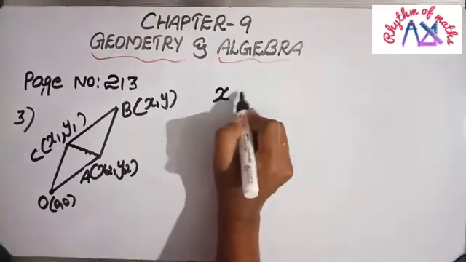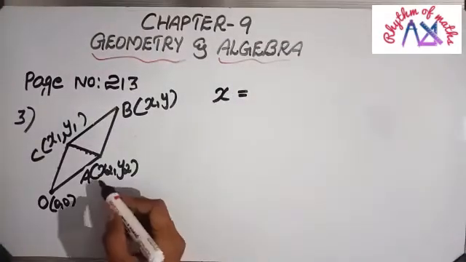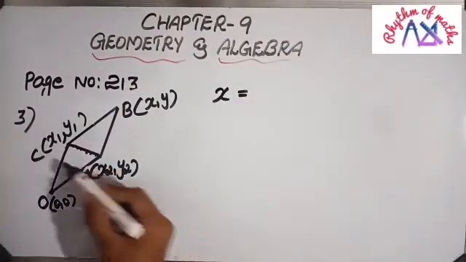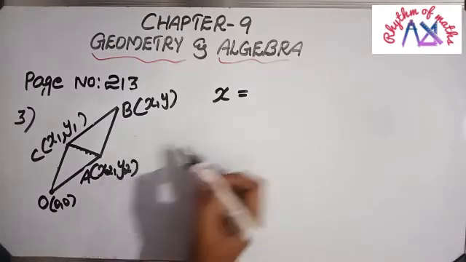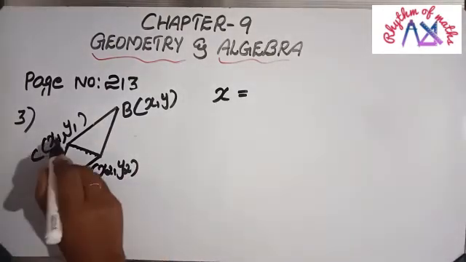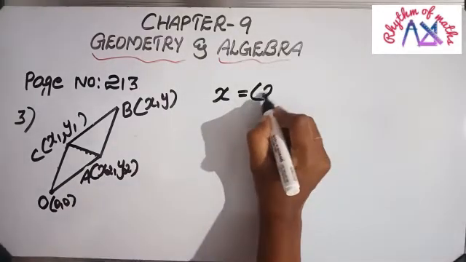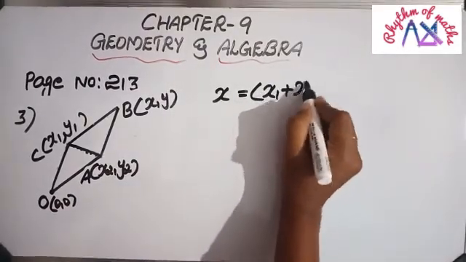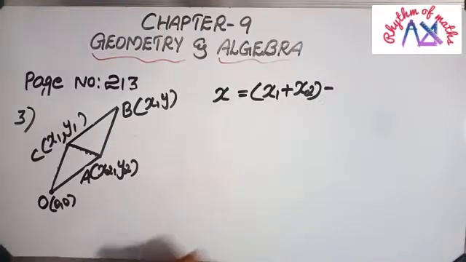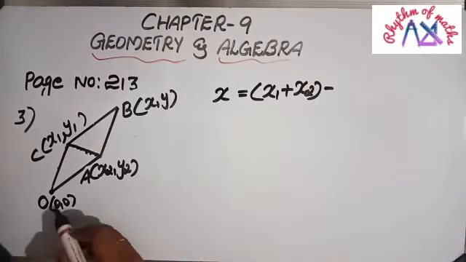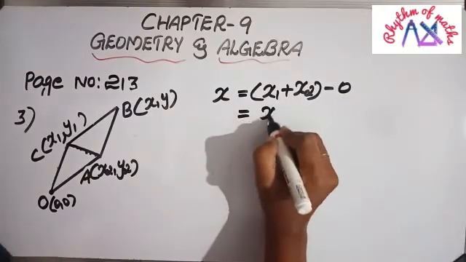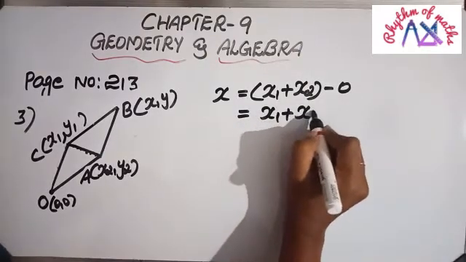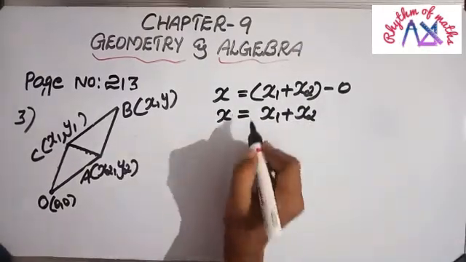So in order to find the x coordinate, what will we do? We take the sum of the x coordinates of the two given diagonal points, so x1 and x2. So x1 plus x2 minus the x coordinate in the corner point, that is 0. So minus 0. The answer is x1 plus x2 itself. Okay, so we got the x coordinate.